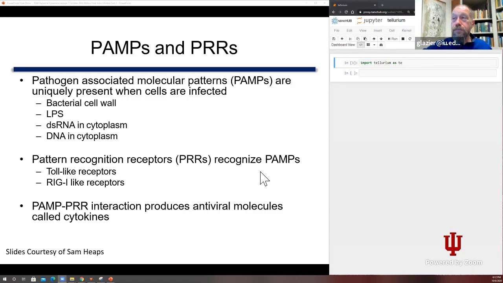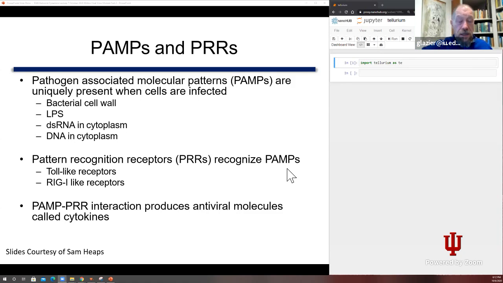In any case, in the case of recognizing single-stranded RNA viruses, there are two main pathways. They're what are called toll-like receptors and RIG-I receptors. Josh is working on those in his modeling. And the key result, which is why I wanted to use this slide, is that when these pattern recognition receptors recognize their target molecules, in this case, single-stranded RNAs, they induce the cell to produce what are called cytokines.